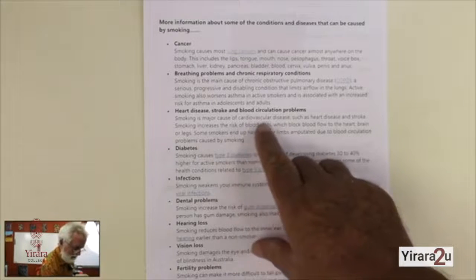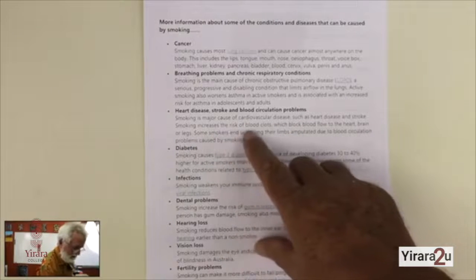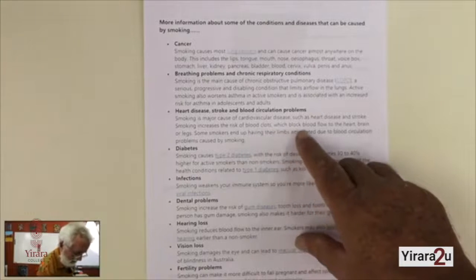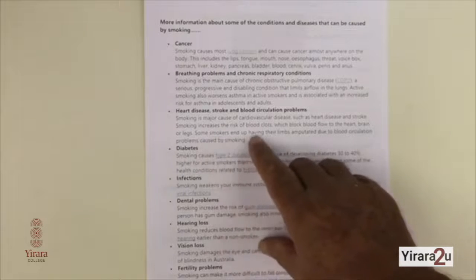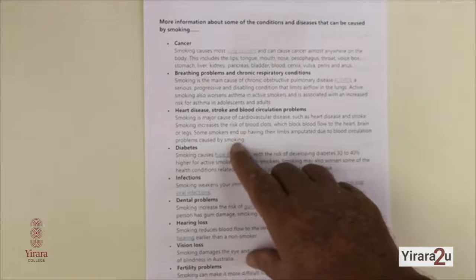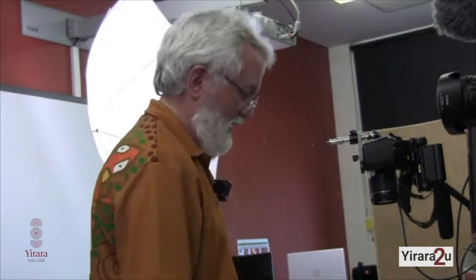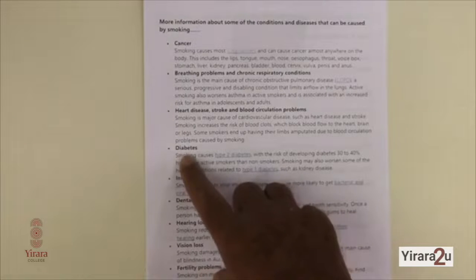Smoking is a major cause of cardiovascular disease such as heart disease and stroke. Smoking increases the risk of blood clots, which block blood flow to the heart, brain or legs. Some smokers end up having their limbs amputated due to blood circulation problems caused by smoking. So, again, maybe you've seen someone who's had toes or legs cut off in the hospital because the blood isn't circulating down there, and they might have even gone gangrene. It's scary stuff.